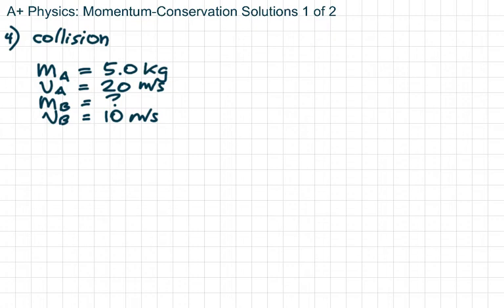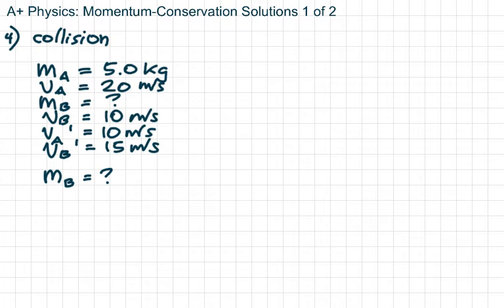All right, after the collision, our information. And so there were no direction changes. It says that after the collision, A still keeps moving forward at 10 meters per second, slower this time, and B has sped up a little bit, now going 15 meters per second, and it wants us to solve for the mass of ball B.